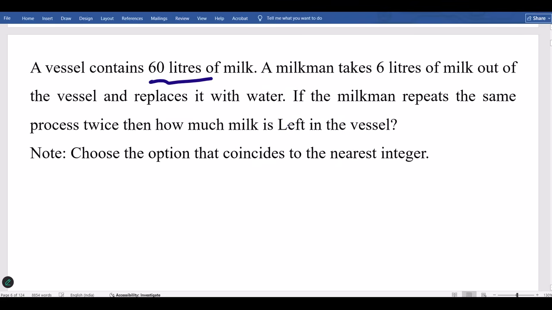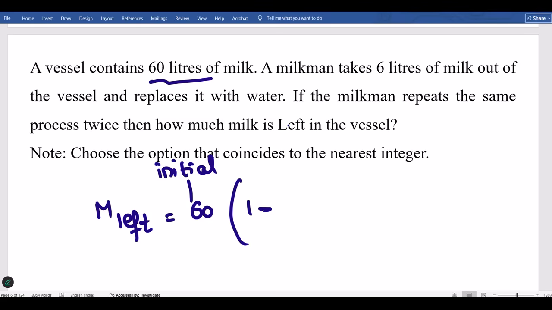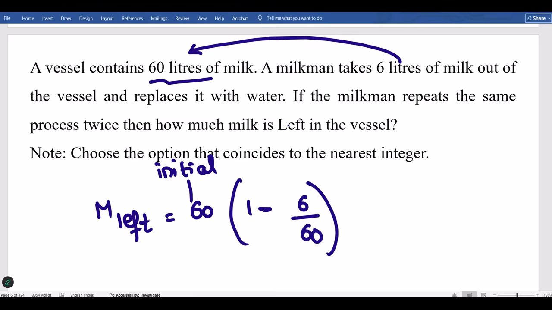60 liters are there. Okay, initial milk is 60 liters. This is a shortcut method. If you want to calculate what is the milk left, initially what is the milk. Initial milk is 60 liters into 1 minus 6 liters out of 60. You have to remove 6 liters out of the total 60 and replace that with water, and you repeat the same process twice.